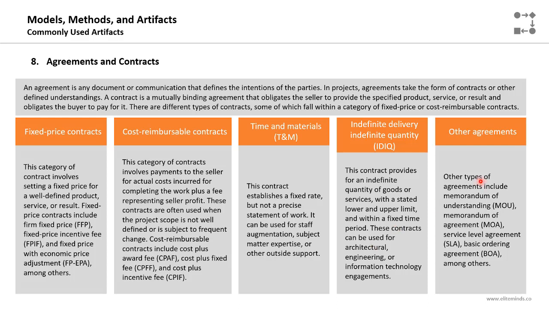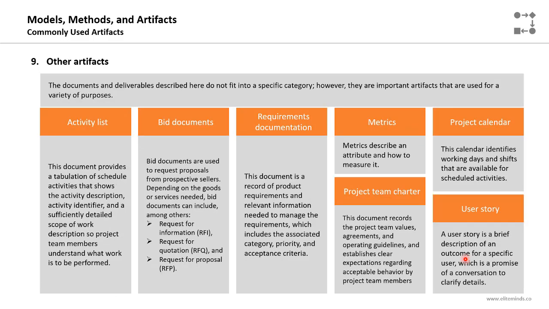Other agreements include Memorandum of Understanding or MOU, Memorandum of Agreement or MOA, Service Level Agreement, Basic Ordering Agreement, among others. So all these are examples of agreements we can use in our projects. And finally, we have the other artifacts category. The documents and deliverables described here do not fit into a specific category. However, they are important and they can be used for a variety of purposes.